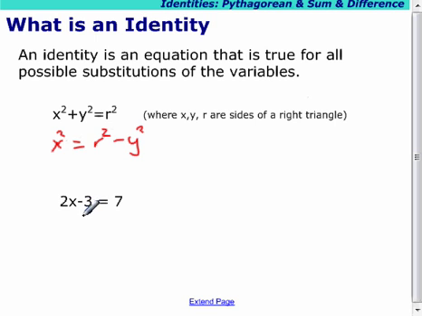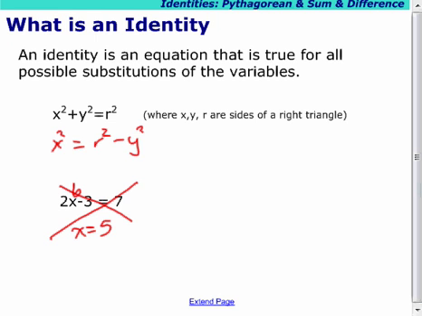Here's an example of something that is not an identity, because this is only true for x values of 5. 2 times 5 is 10, minus 3, sure enough, is equal to 7. But what if I plugged in a 6 in there? 2 times 6 is 12, 12 minus 3, that's 9, that's not 7. Therefore, this one is not an identity because it's not true for all possible substitutions of the variables.